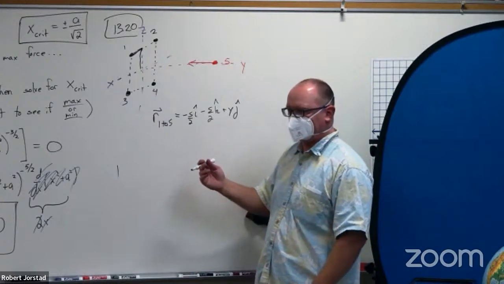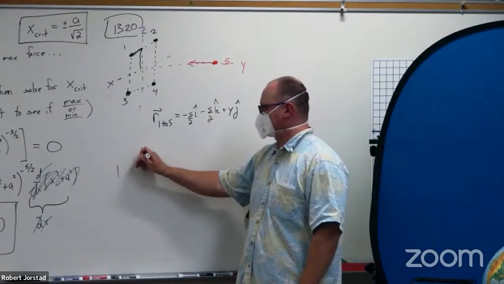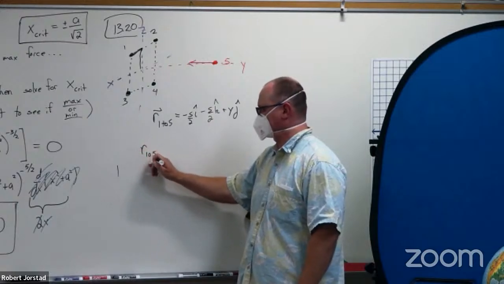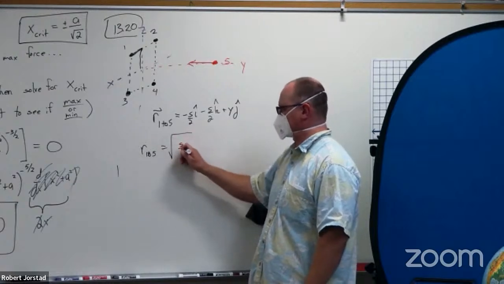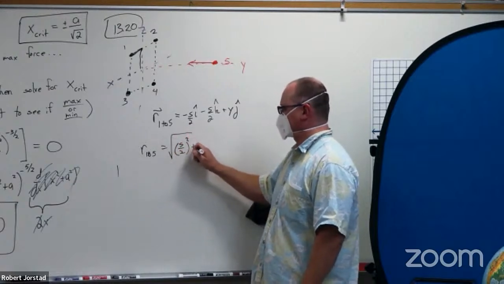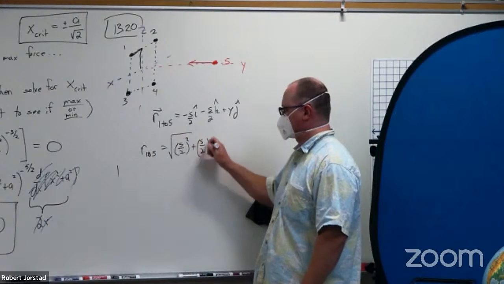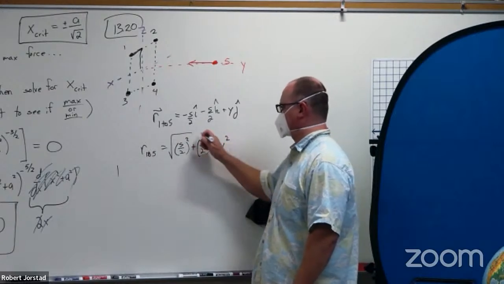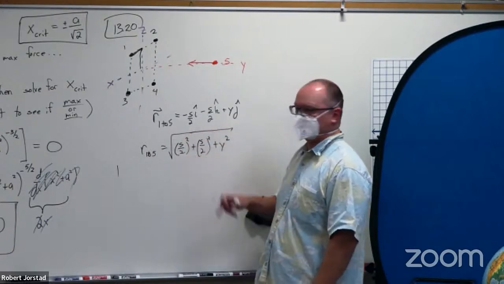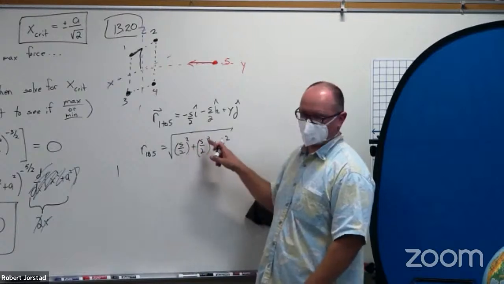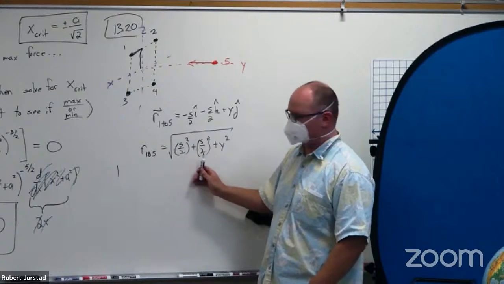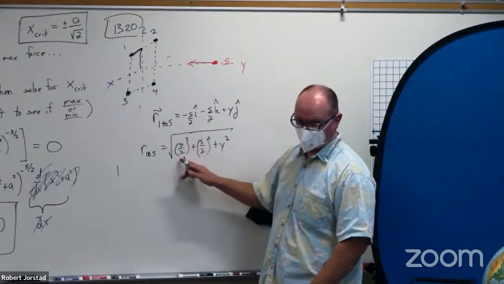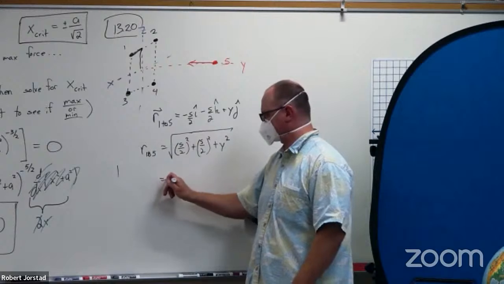Well, now, can't you just get R1 to 5? Magnitude is the square root of s over 2 squared plus s over 2 squared plus y squared. And you can figure all that out. Notice this is not going to be s squared. You agree? This is not s squared because that's going to be s squared over 4 plus s squared over 4.